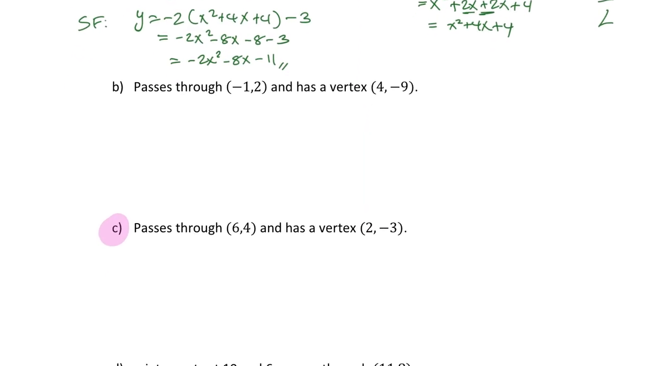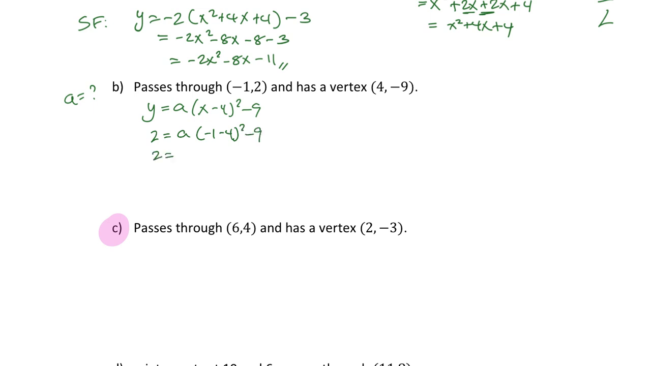Letter B says it passes through -1, 2, and has a vertex at 4, -9. So now we don't have the value of a. We're going to start by plugging in the vertex that I have right there: x minus 4, squared, minus 9, and we're going to keep the a. Now, we have this point, so we're going to use this point to plug in for x and y so we can find a. So I got 2 equals a times -1 minus 4, squared, minus 9.